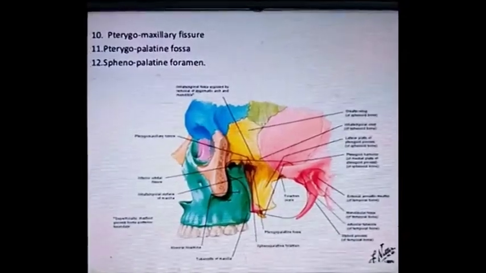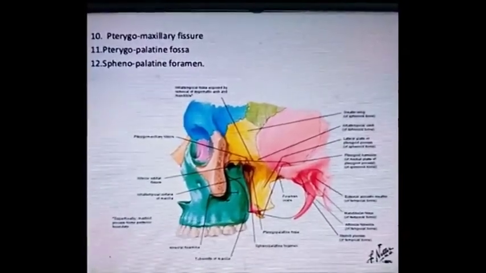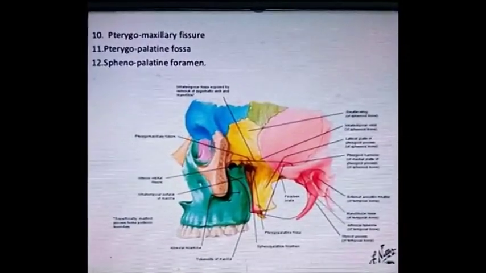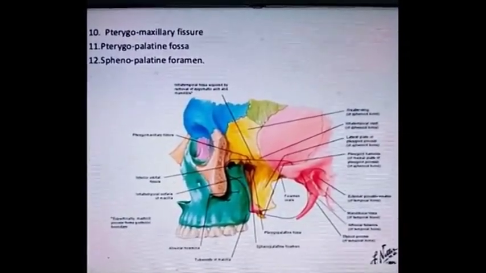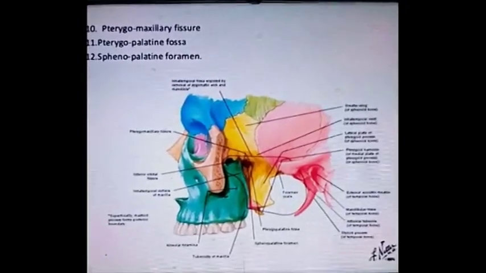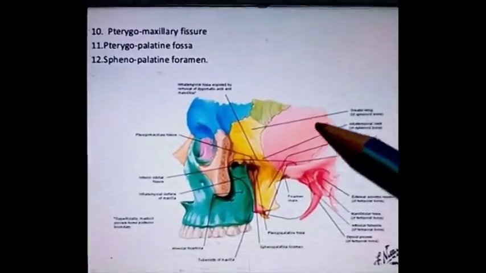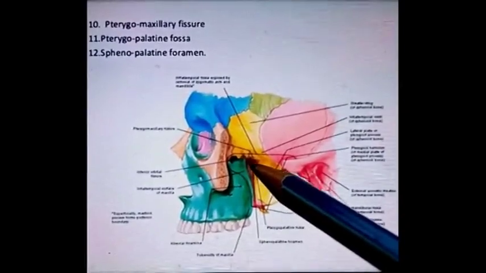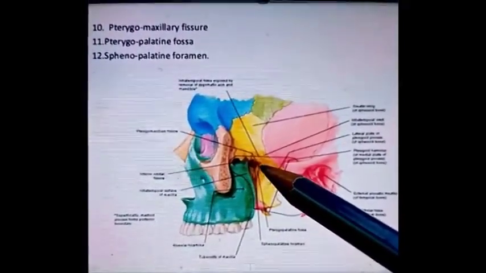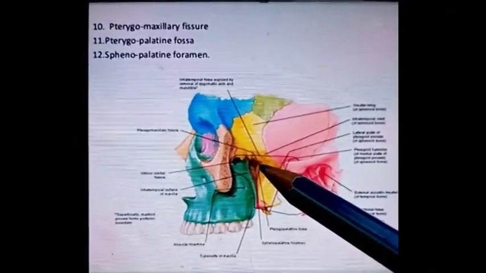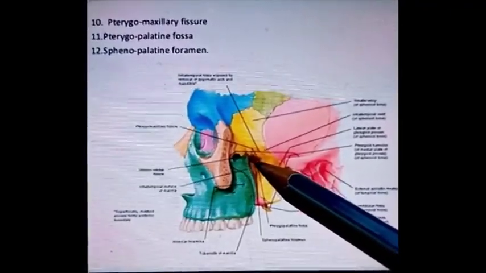Hello students, today the topic of discussion is pterygopalatine fossa and pterygopalatine ganglion. So first of all comes pterygopalatine fossa. Pterygopalatine fossa is a pyramidal depression or space present in the infratemporal fossa.